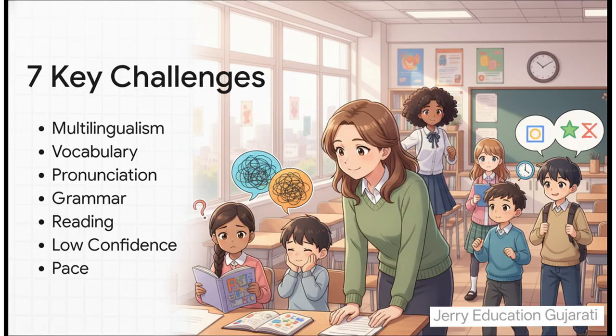But honestly, the most heartbreaking one is number 6, a lack of confidence. Students get so terrified of making a mistake that they just shut down and stay silent. Throw in the 7th challenge, the fact that everyone learns at a totally different pace, and well, you can easily see why this requires a really strategic approach.